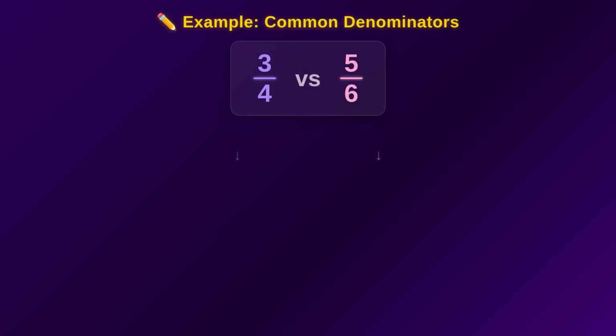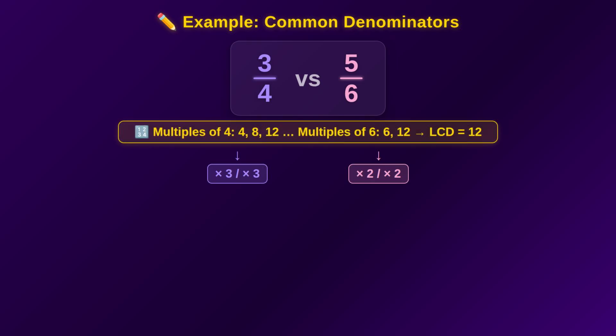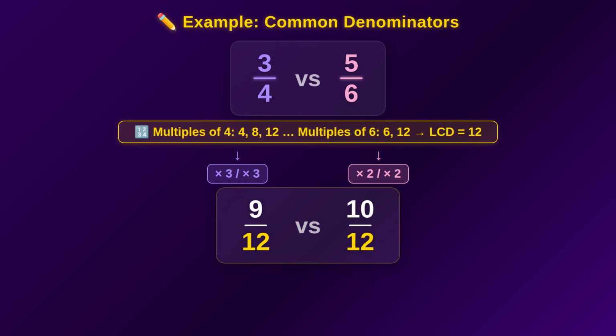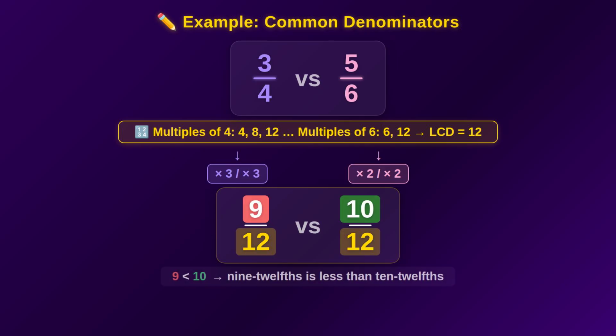Let's try it together. We're comparing 3/4 and 5/6. First, write them side by side, 3/4 versus 5/6. Now we need the least common denominator of 4 and 6. Let's think. Multiples of 4 are 4, 8, 12. Multiples of 6 are 6, 12. They both hit 12 first. So our LCD is 12.